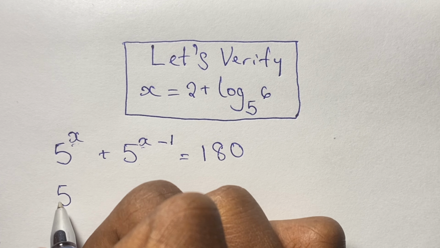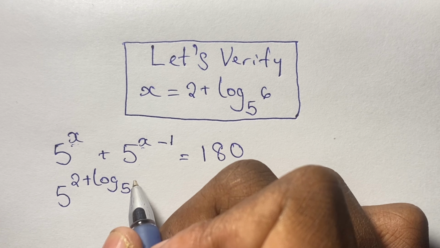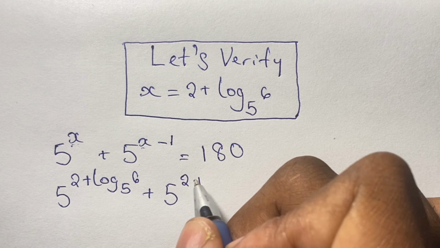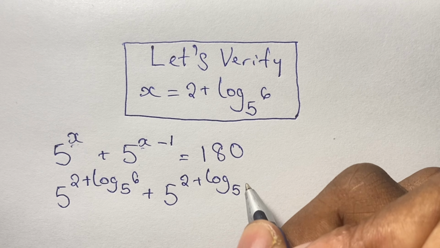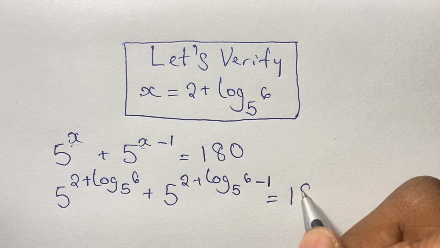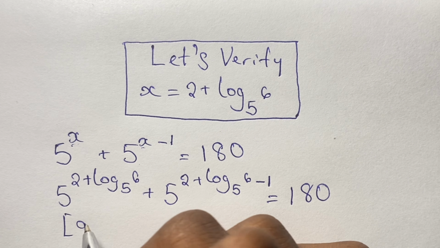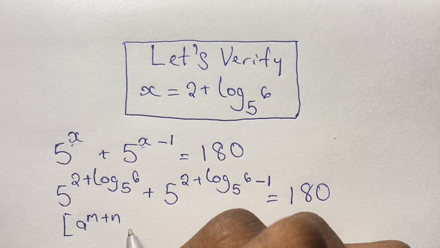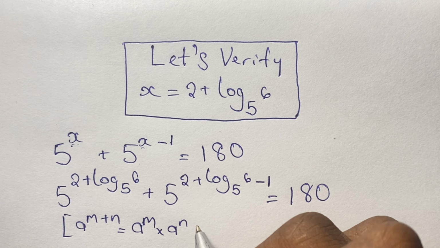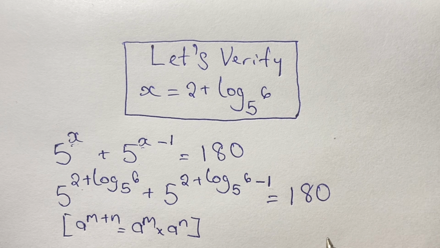So then therefore we would have 5 to the power of 2 plus log base 5 of 6, plus 5 to the power of 2 plus log base 5 of 6, minus 1, and then this is all equal to 180. Now from here we can recall our exponential rule, where a to the power of m plus n is equal to a to the power of m times a to the power of n. So we'll apply this exponential rule here, and we'll also apply it over here.